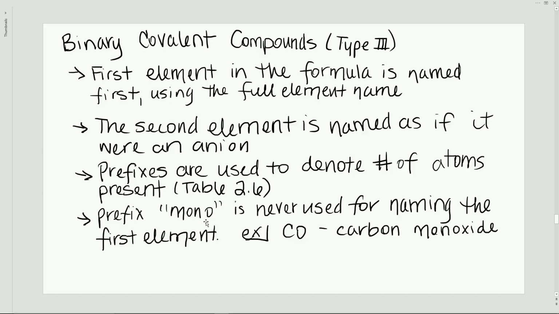And one of the prefixes, mono, means one. It's never used for naming the first element. So an example of this, here we have CO, so we have one carbon atom and one oxygen atom. So we call this carbon monoxide. So mono means one, but we don't put mono in front of carbon. So we never use mono if there's only one. We would only put a prefix in front of carbon if there was more than one carbon.